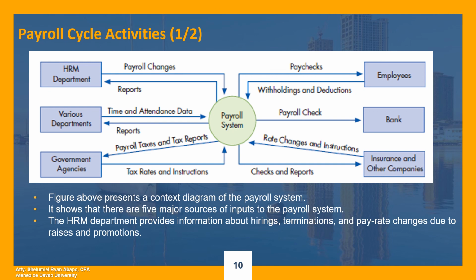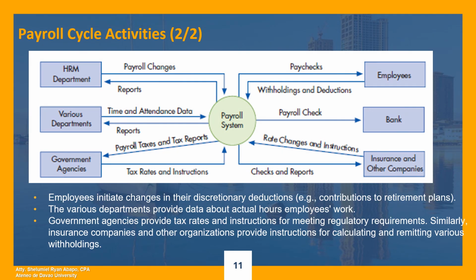In addition, the payroll system produces a variety of reports. It shows you the basic activities performed in the payroll cycle. For each activity, the information needed to perform and manage the activity is collected, processed, and stored, right? So the figure above represents a context diagram of the payroll system. It shows you the 5 major inputs. The output will be the payroll check. The HR department provides information about hirings, terminations, and pay rate changes due to raises and promotions, right?